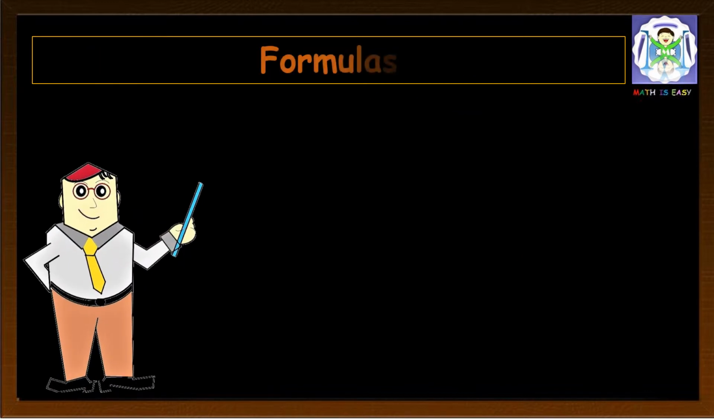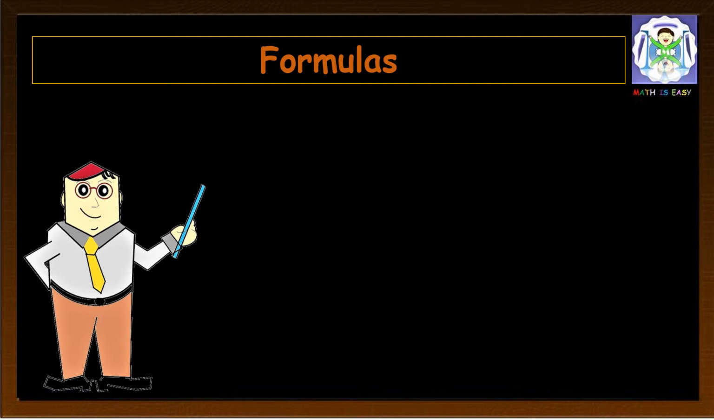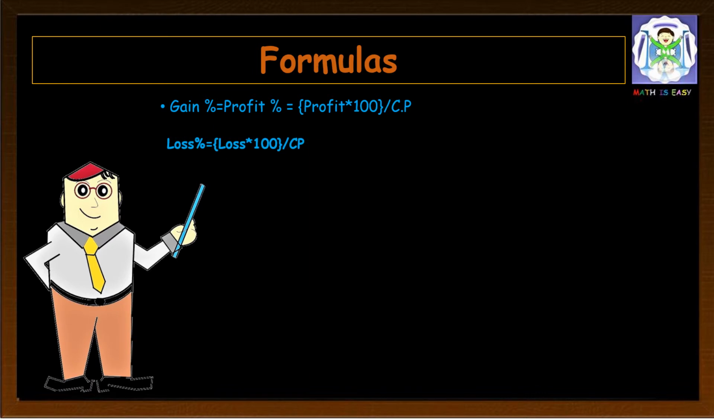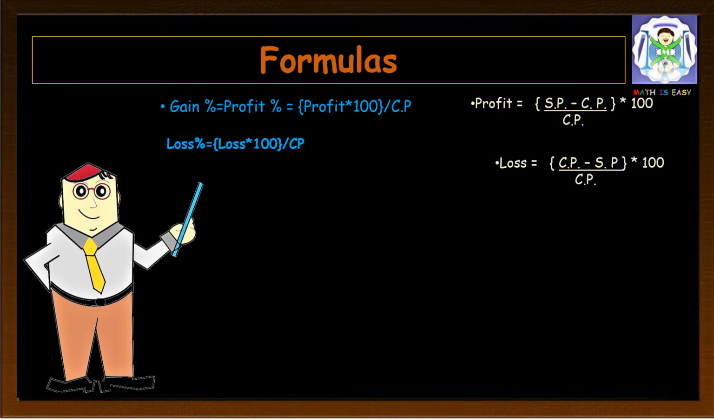Okay, so now there are a few formulas which we are going to use in this chapter. First is the profit percentage. Profit is always over the cost price. Suppose you buy something and when you get some profit, the profit will be over the cost price. So we can say the profit percent is profit over the cost price multiplied by 100. And in a similar way, the loss percent is the loss over the cost price multiplied by 100.